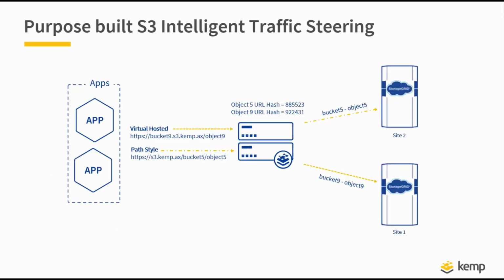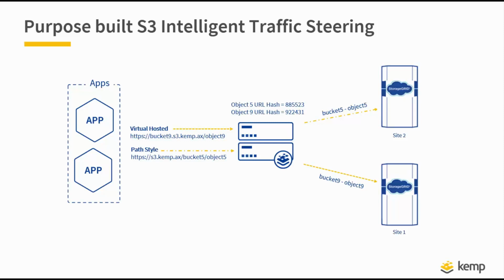A purpose-built feature as it pertains to object storage is the LoadMaster's ability to distribute traffic based on URL hash. In environments where multiple sites exist, and there's a requirement to direct traffic to the same site based on where it was written, the LoadMaster can direct traffic using a hash on the URL, specifically the bucket and object name, to ensure this proper routing.